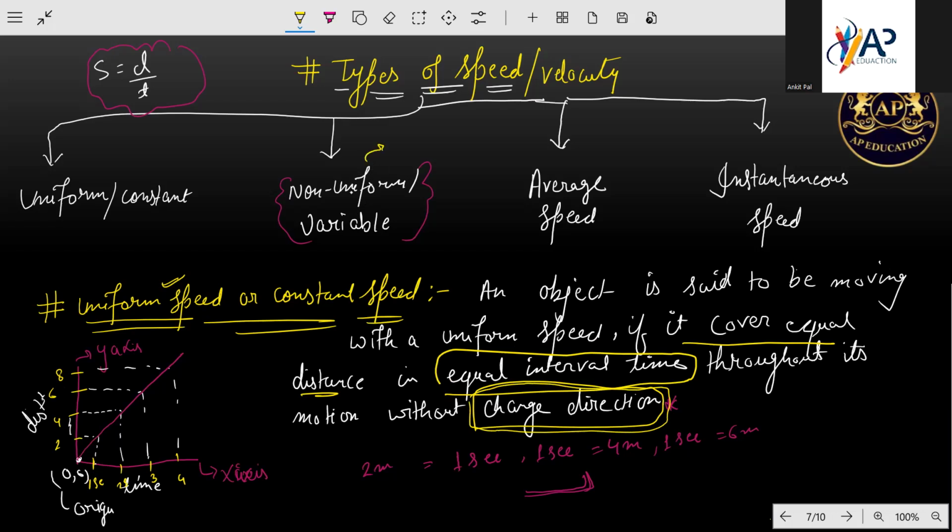Can you write the definition of non-uniform or variable speed? An object is said to be moving with non-uniform speed if it does not cover equal distance in equal intervals of time.